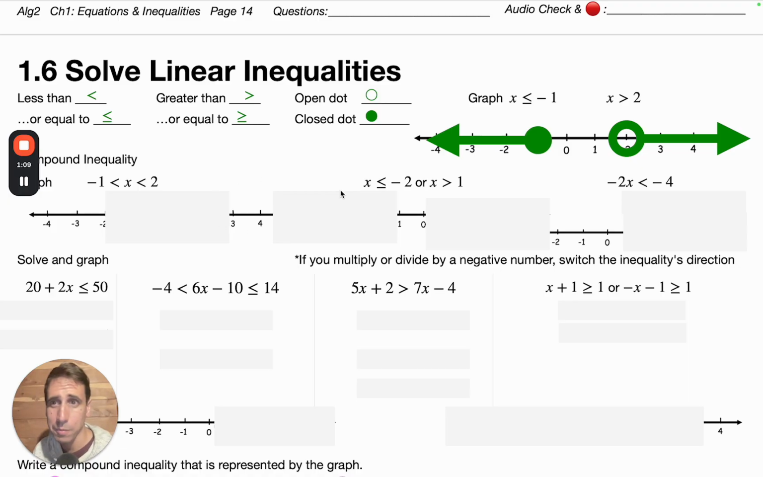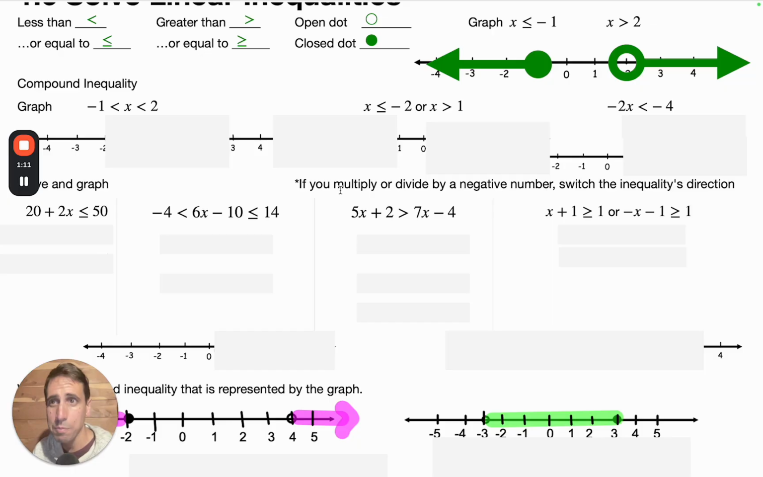Fun fact, you can combine them into what's called a compound inequality, where you're graphing two thoughts at the same time. What if you were to graph all the numbers between -1 and 2? It would be written as an inequality like this, and on a graph, all the numbers in between -1 and 2, not including -1 and not including 2. So numbers like 0, 1, 1.9, 1.9999, 1.999999999. That is a number that is less than 2, and it satisfies this inequality, and it's graphed right here.